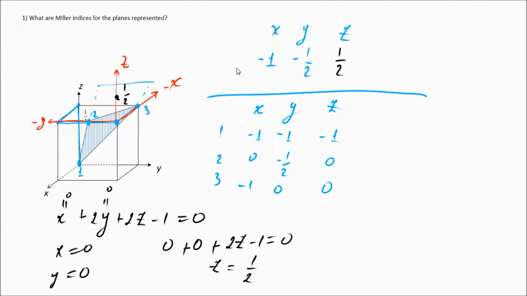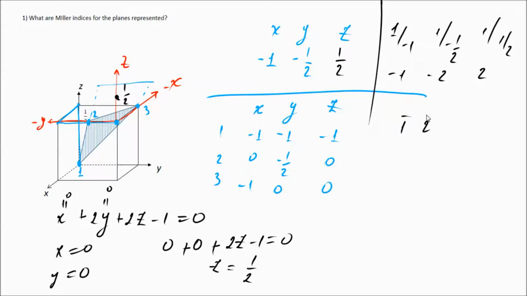Second rule, when we find Miller indices for the plane, after we take intersections, take reciprocal, so that 1 over negative 1, 1 over negative half, 1 over positive half. It will be negative 1, negative 2, positive 2. Enclose it in bracket, and this caps indicates that these points are negative. That's it. Let's move on.